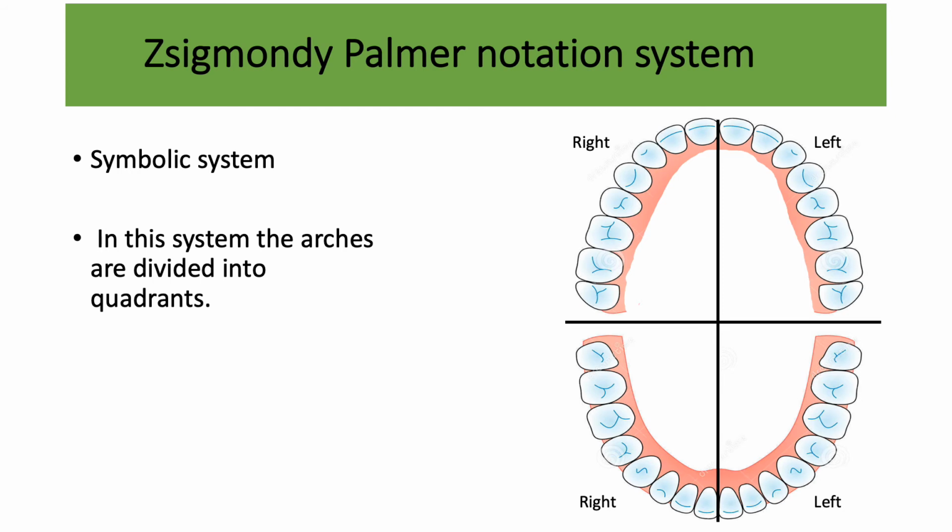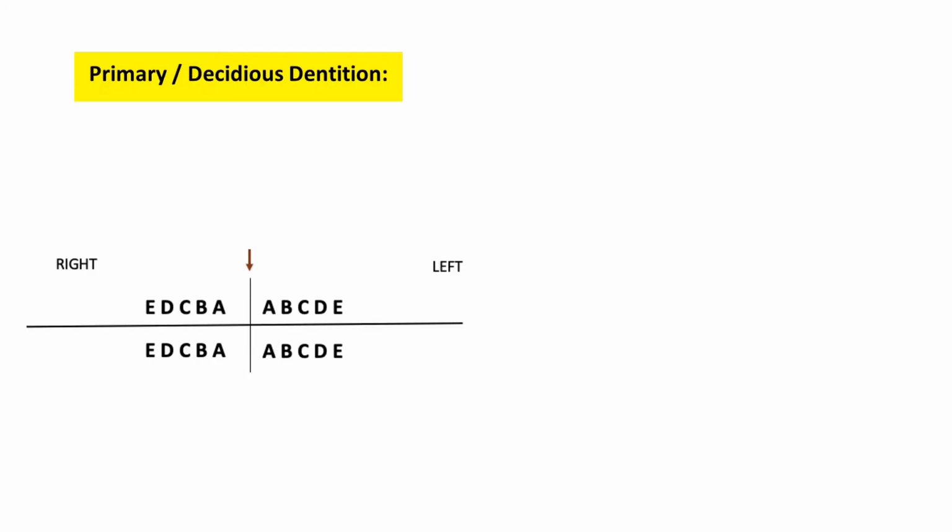So if we take the deciduous dentition, it will be from A to E, from the midline to the posteriormost teeth, and it will be following this sequence in each quadrant. Now when the Zsigmondy Palmer notation system is used in a primary or deciduous dentition, it will be using an alphabetical order from A to E, where A will be written in the midline and E will be representing the posteriormost tooth. This will be following the same sequence in all the quadrants.